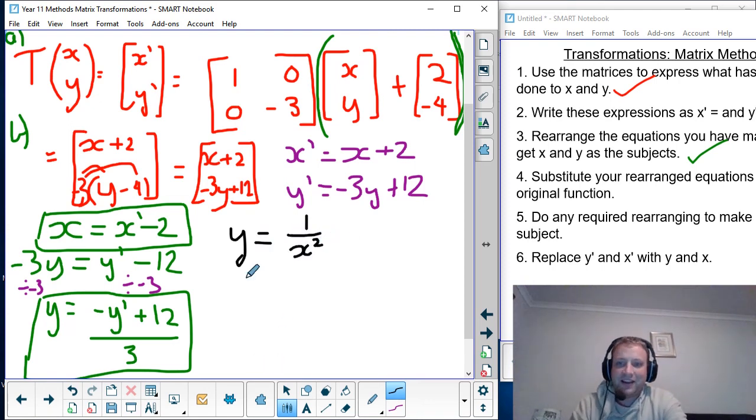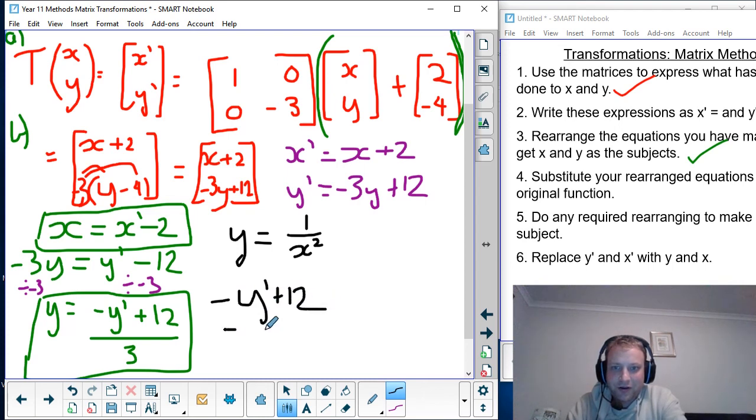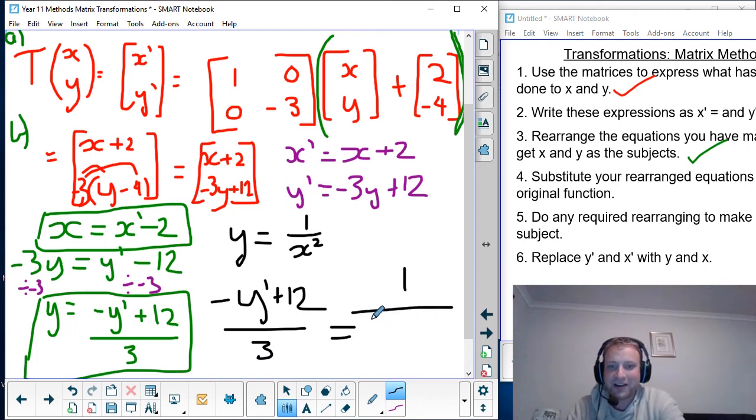So we're going to be replacing x and y with whatever they are in terms of x dash and y dash. So we're not going to be working with y for the time being. We're going to be working with negative y dash plus 12 over 3. And on the other side, it's going to be 1 on top. This is why it's good to put substitutions in brackets. I'm turning x into x dash minus 2, and that whole thing is squared.